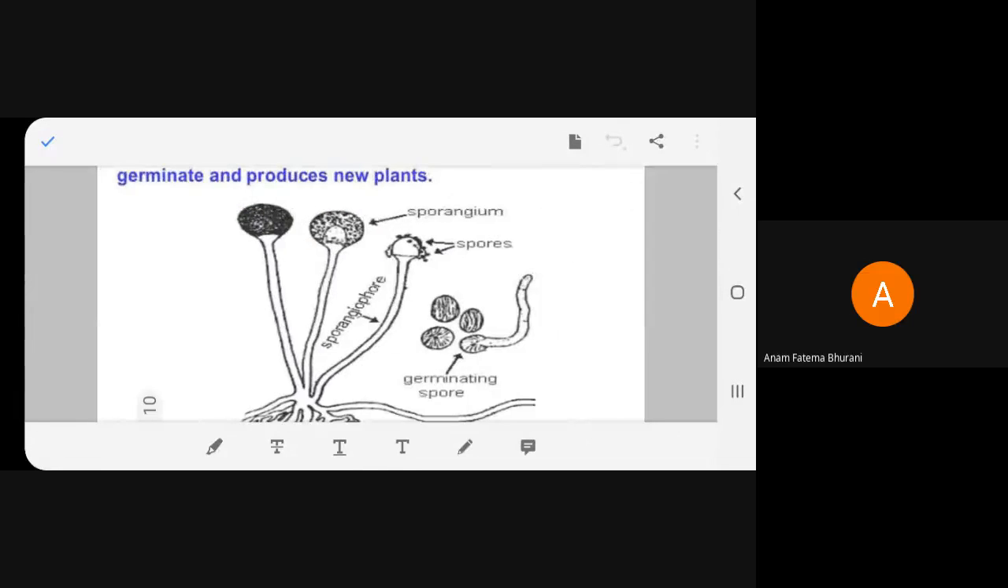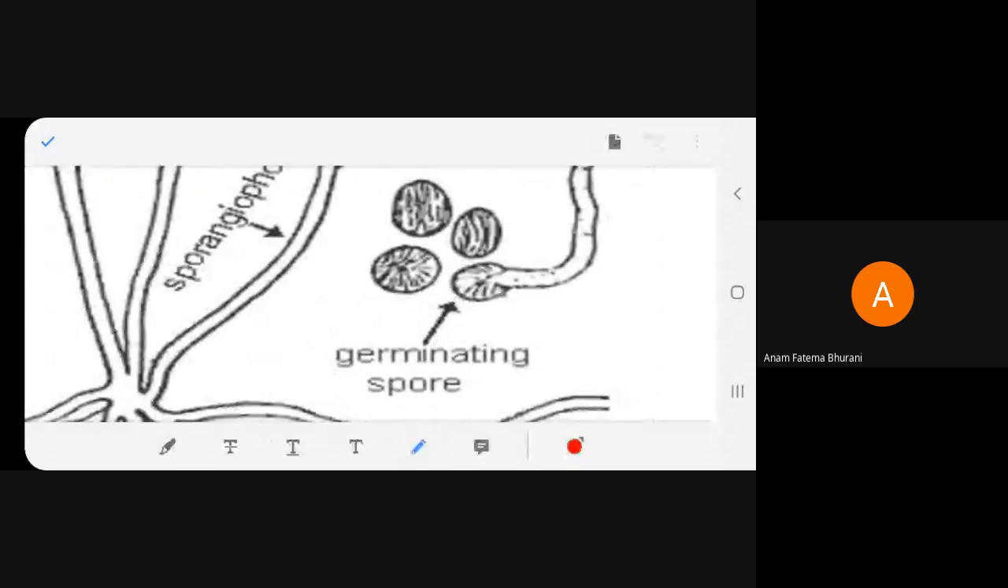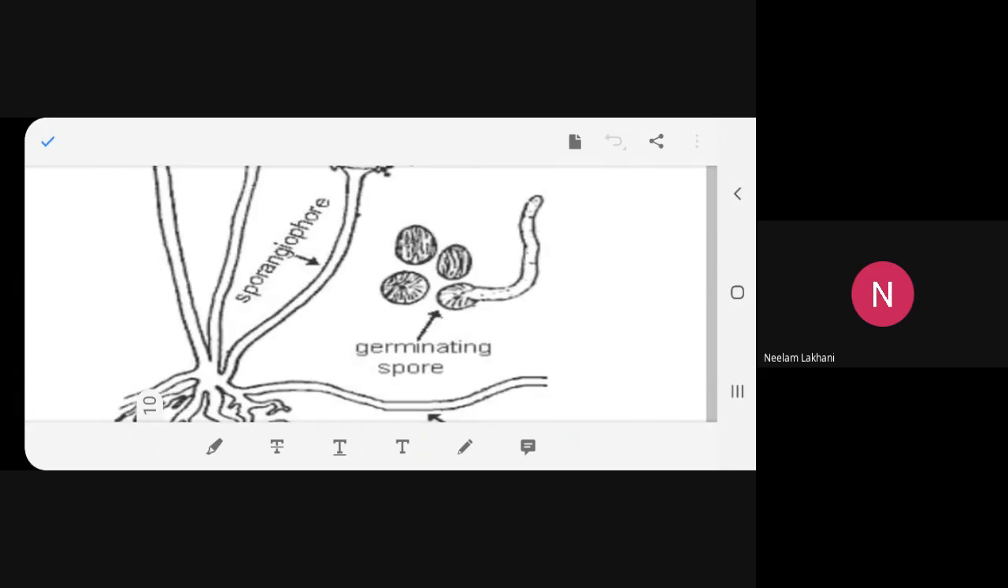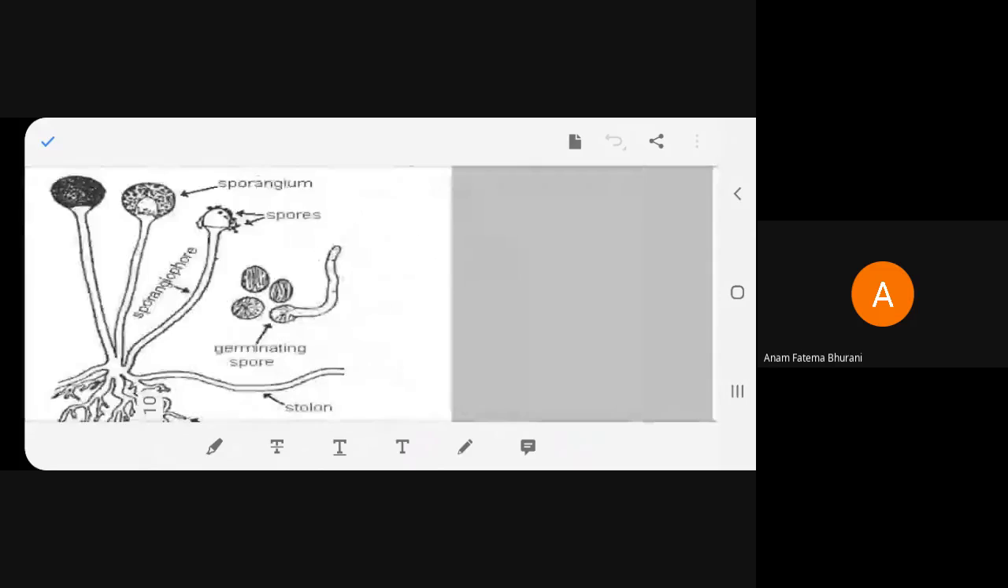Yes, ma'am. And now what happens? Each spore will germinate and form a new plant. Got it? Each spore will germinate and form a new plant. Any problem? No, ma'am. Understood, all of you? Yes, ma'am. Thank you.